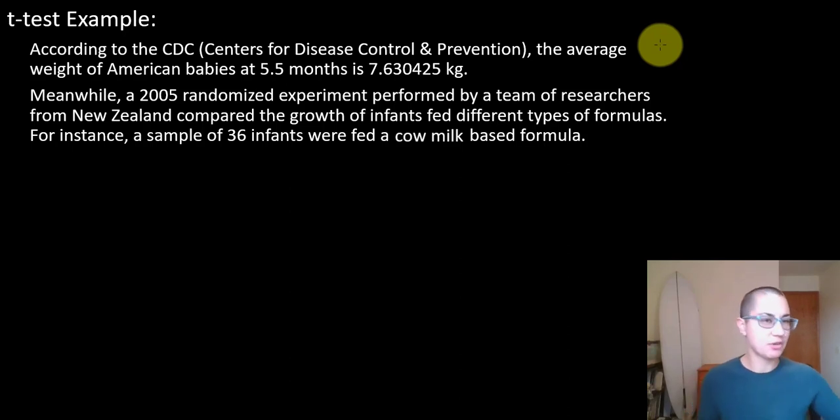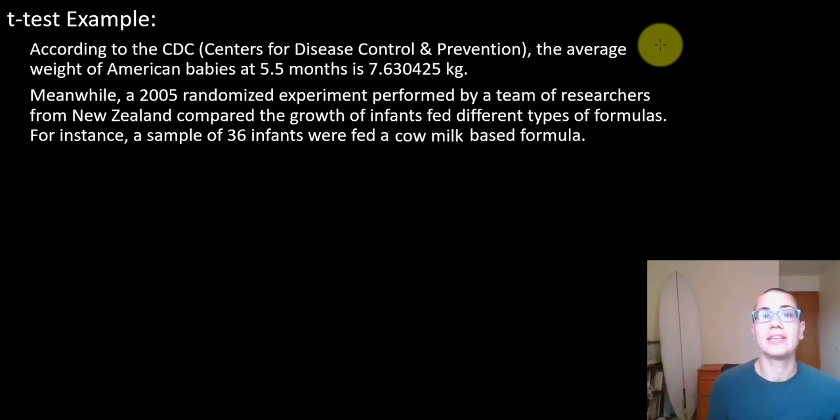Hey gang, in this video we're going to do another example of a t-test. Here we go. According to the CDC, the Center for Disease Control and Prevention, the average weight of American babies at the age of 5.5 months is 7.63 or so kilograms.